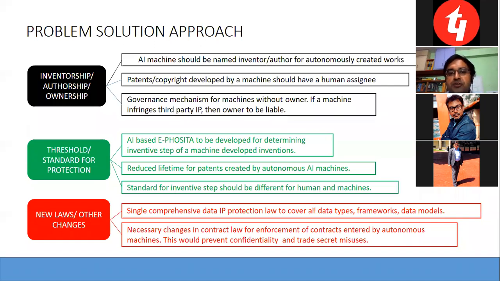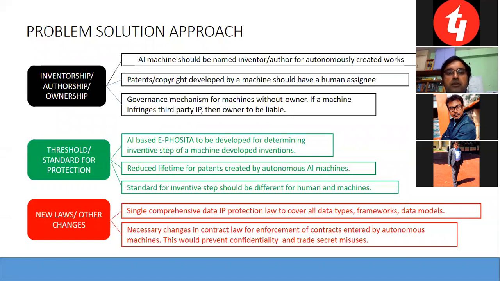So AI should be named inventor or author for autonomously created work. If a machine creates autonomously, it has to be named as the inventor. Otherwise, we are cheating humanity. If a person who knows nothing about food cans is named as the inventor of a patent on food cans, that is cheating humanity. That should not be allowed. So machines have to be made named inventors.